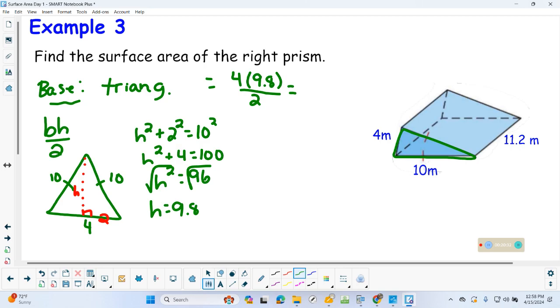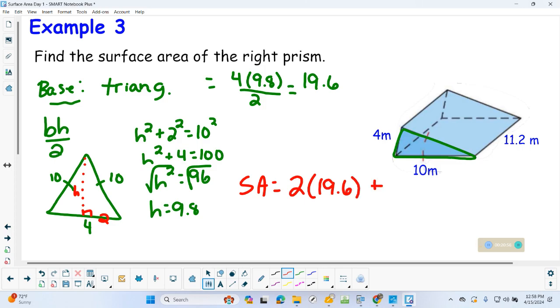19.6. I like it. Now, here's the thing. That's just this triangular base. We need the whole darn prism, but we have everything. We really do. So your formula, which is on your sheet, 2 times the base, 2 of those triangles.